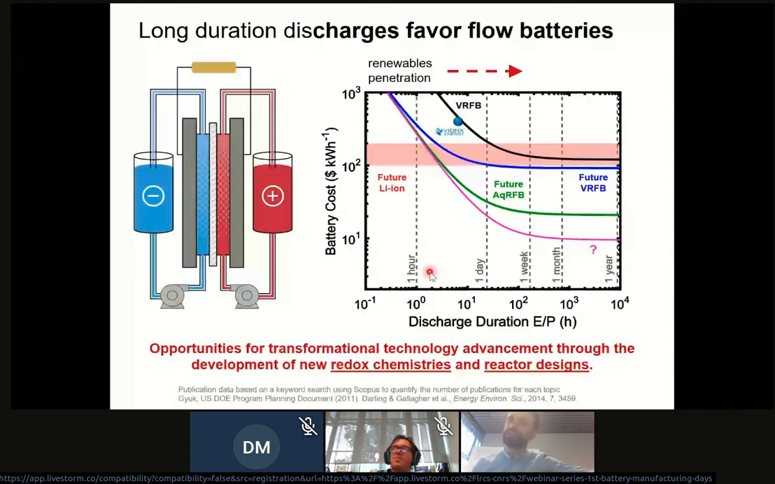And where flow batteries actually make sense from a cost standpoint is where you go to very long durations, okay? So you can even think about seasonal storage, okay? So storing solar energy in the south of Spain over the summer and then releasing that electricity back when we need it in periods of high demand.